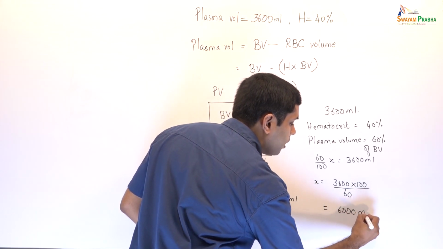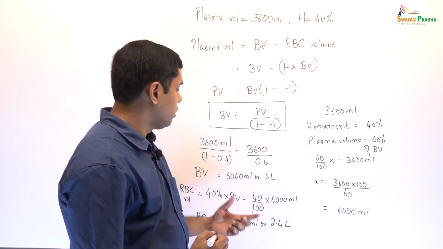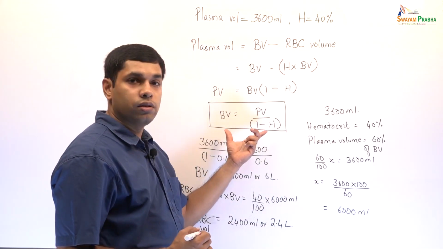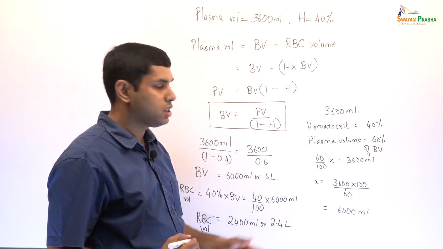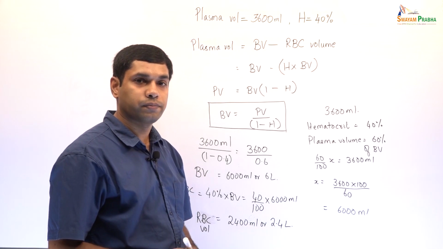3600 divided by 60, so you will get 6000 ml. So these are two ways of solving the same problem, one using the relationship between blood volume and plasma volume, and the other which is a little more intuitive way of doing it.